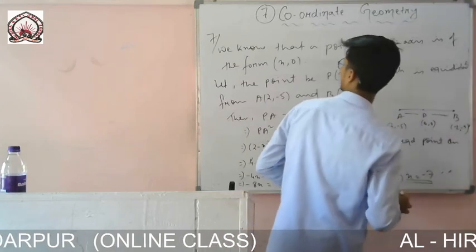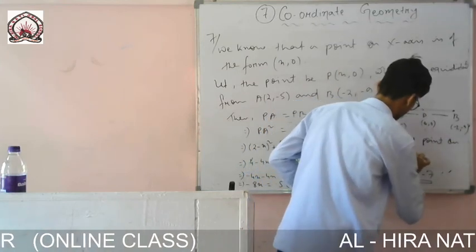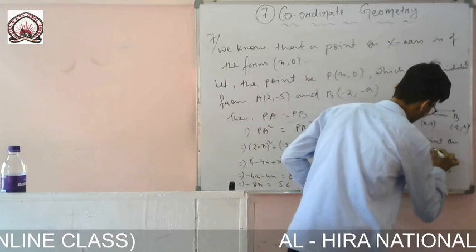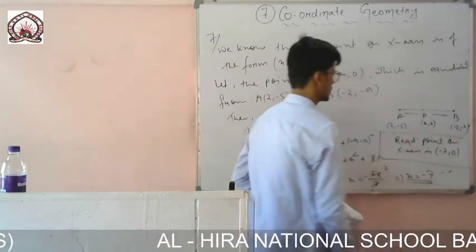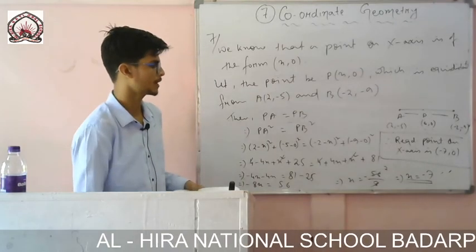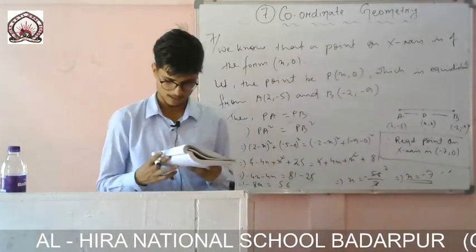on x-axis is minus 7 comma 0. So this is the last line. So therefore the required point on x-axis is minus 7 comma 0.